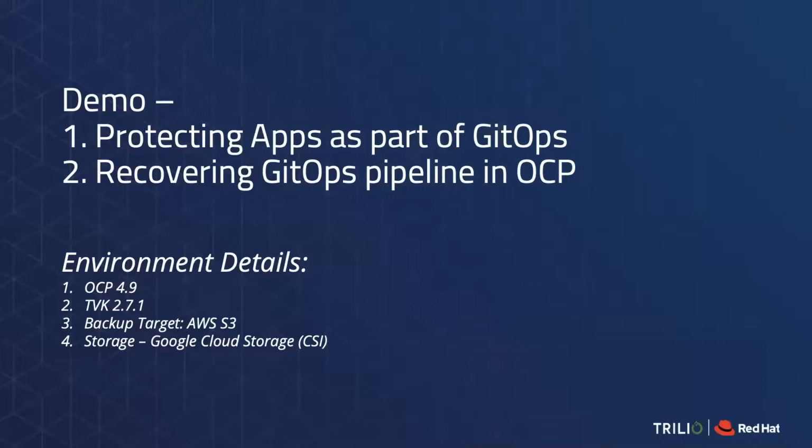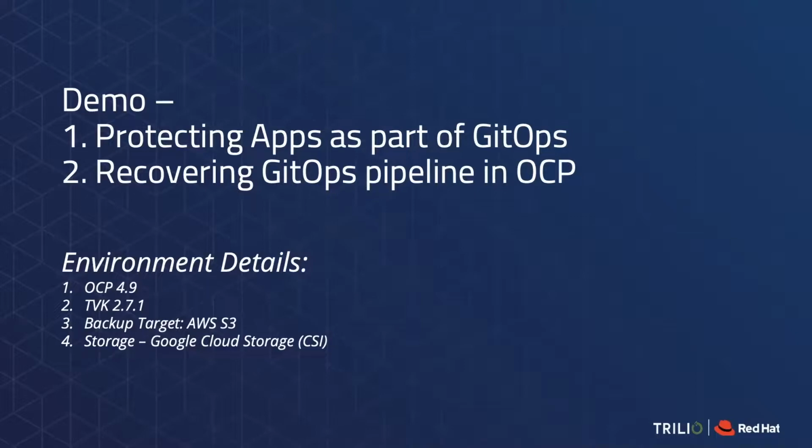As part of the demo, there are two use cases that we are going to be showing. One is protecting apps as part of the GitOps pipeline or the GitOps process. Here we'll use a stateful workload like Postgres. And then once we have our ArgoCD instance with the Postgres application created, and it's being backed up by Trilio, we will show resiliency of the GitOps instance, or the ArgoCD instance itself, by deleting the namespace and then recovering it.